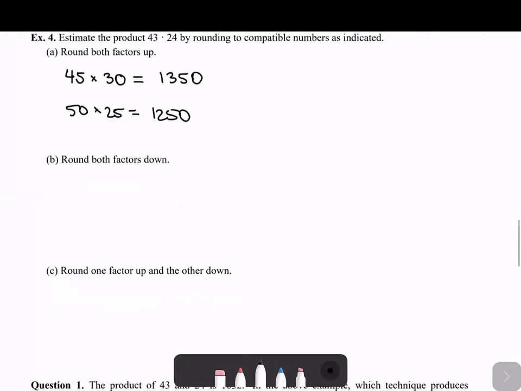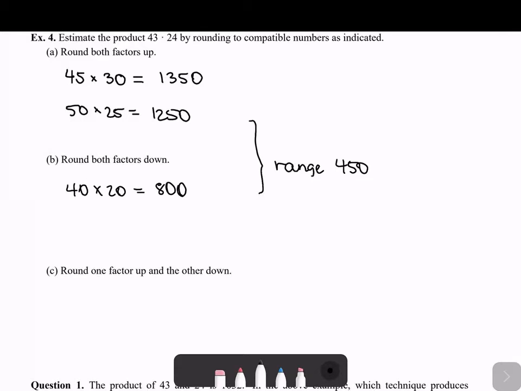Okay, so now we're going to try and round both factors down. So the easiest way to round both of these down is to take 43 to 40 and 24 to 20. So if we do 40 times 20, we're going to get 800. So again, because we rounded both of these factors down, we know that the product has to be more than 800. But this is a really big range, right? So this has a range of 450 if we're just looking at 800 to 1250. So that's a really big range.